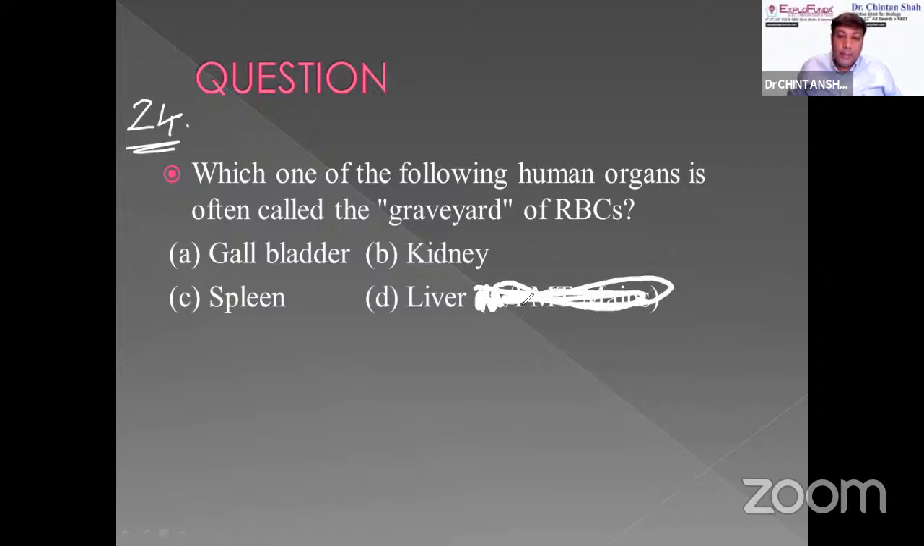In the means of PMT. Okay, so 24th C. Yes, so lots of the people know about that. Yes, it's a C, spleen. And spleen is known as what? It's a graveyard of RBC. It is a graveyard of RBC. Okay, so that's the 24th one, and let's go on to the 25th.